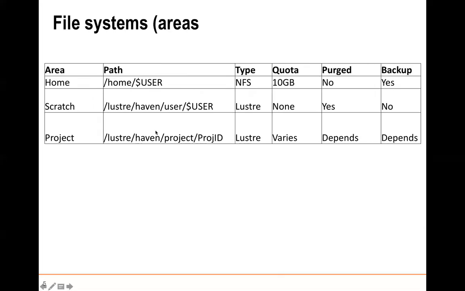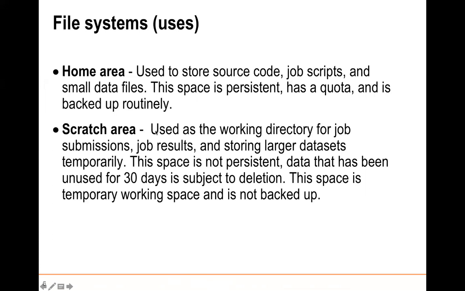Okay, home areas. They're good for storing your source code, your job scripts, and then small data files. It's persistent, it's got a quota, it's backed up routinely. So this is a good place to store your smaller files that you're going to use periodically, your job scripts, any source code you've got. You don't really want to store a lot of output from your jobs that are running, because they can get very large. That's why the scratch area doesn't have a quota.